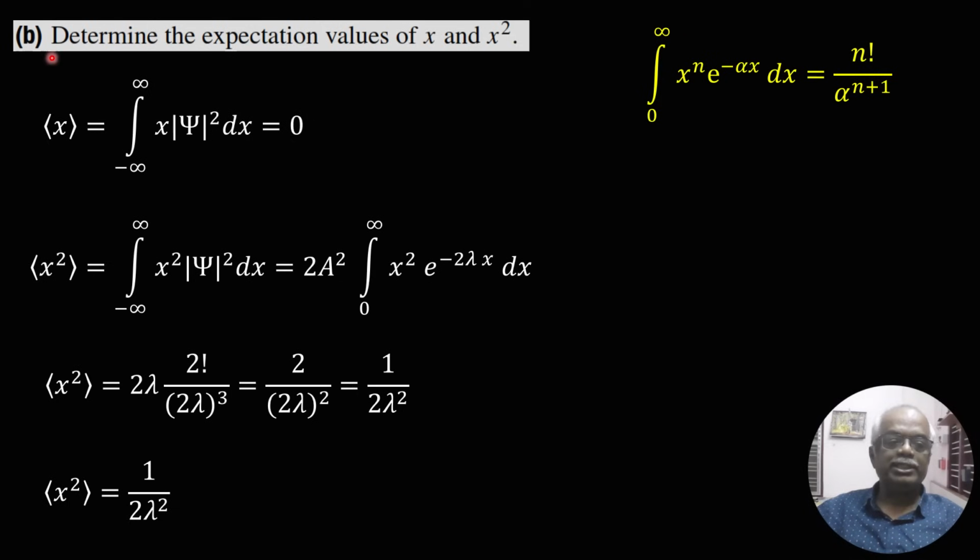Now the next question, section B, is determine the expectation value of x and x squared. The expectation value of x by definition is the integral between minus infinity and plus infinity of x modulus psi squared dx. Naturally, this modulus psi squared is even. Here you have x, odd. So this odd integrand between symmetrical limits will become 0.